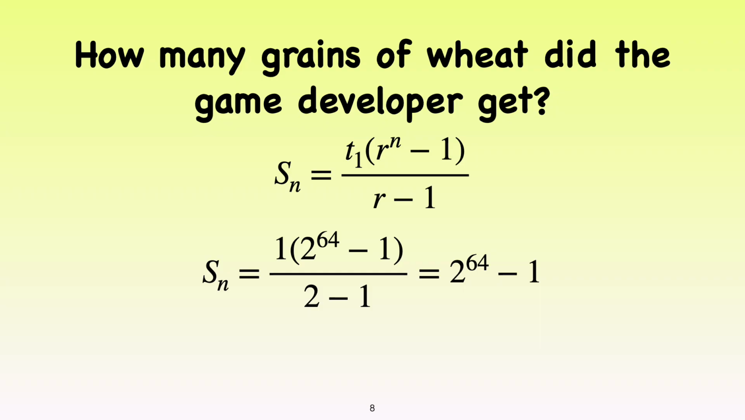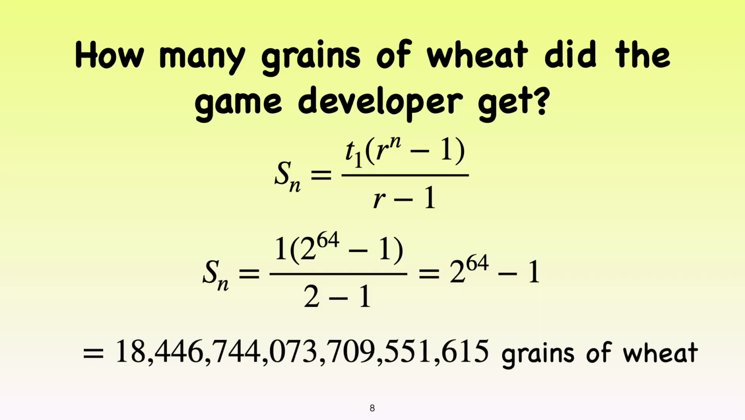The first term was 1 grain, so t sub 1 equals 1. The ratio between the terms is 2, so r becomes 2. There are 64 squares on a chessboard. That's where the 64 comes from. And do you see how this simplifies? If you don't, toss it onto your calculator.